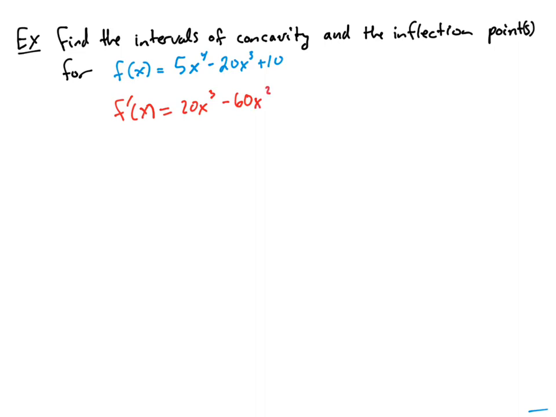So just using the power rule on the first two terms, we get 20x cubed minus 60x squared. And then let's find the second derivative as well. That's going to give us 60x squared minus 120x.